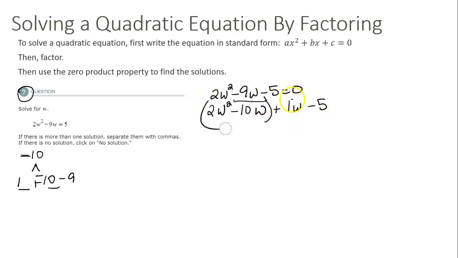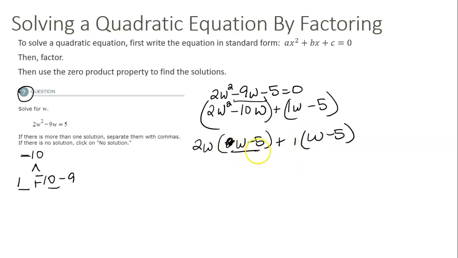Now I'm going to factor by grouping. The GCF of the first group, 2 and 10 are both divisible by 2. W squared and w are both divisible by w. I took the 2 out, so I'm left with w minus 5. These two have no GCF, which means the only thing they have in common is 1, so we bring a 1 on the outside, and we're left with w minus 5. These match as they should, so that's w minus 5 and then that leaves me with 2w plus 1.